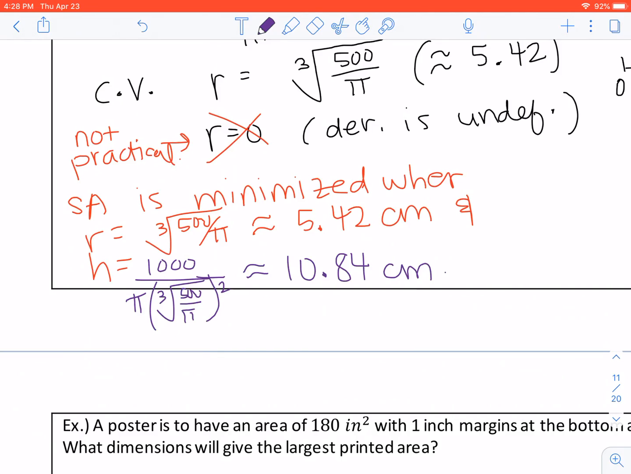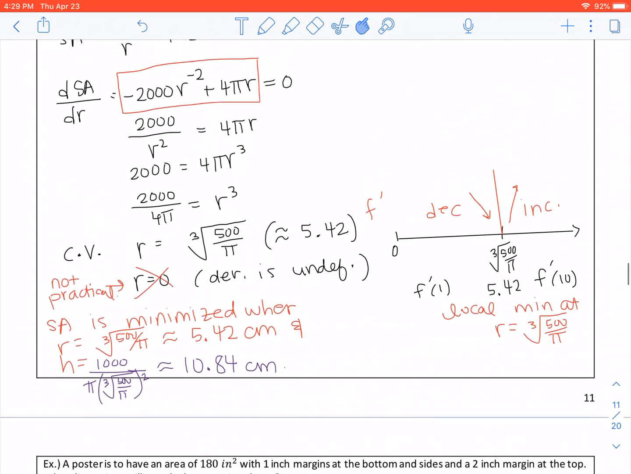In regards to rounding answers and leaving them exact, just read the directions and how they're stated. Sometimes they will ask you to leave them exact. Sometimes they do not, and they will tell you to round it to so many decimal places. And so this is how you would minimize the surface area.